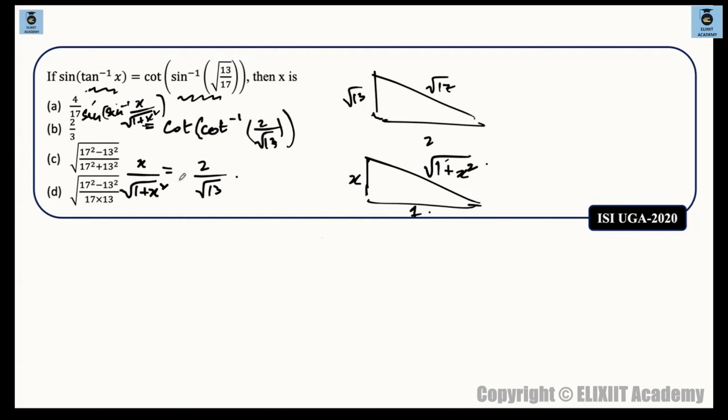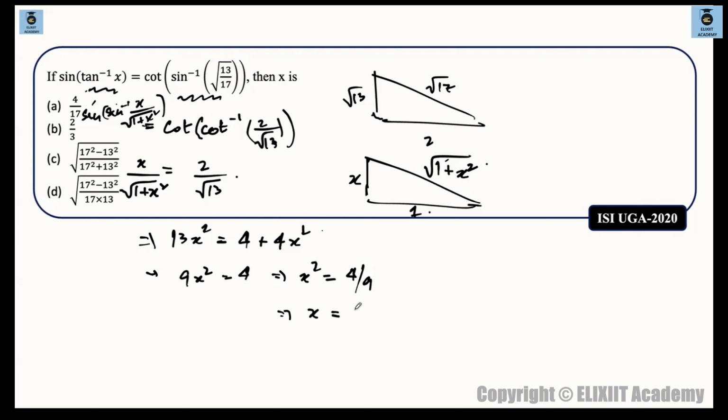Now solve for x from here. बस वही करना है, solve for x. What you will do? You can square both the sides and simply cross multiply. So this becomes 13x square is equal to 4 plus 4x square. So 9x square is equal to 4. X square is equal to 4 by 9. And x is what? X is plus minus 2 by 3. लेकिन यहाँ पे plus minus तो है नहीं, खाली plus ही है. Option B is correct. Very good. B is correct. छोड़ो भी.